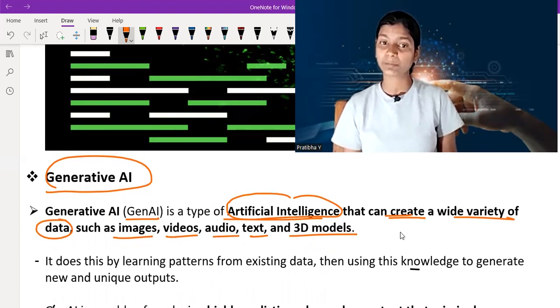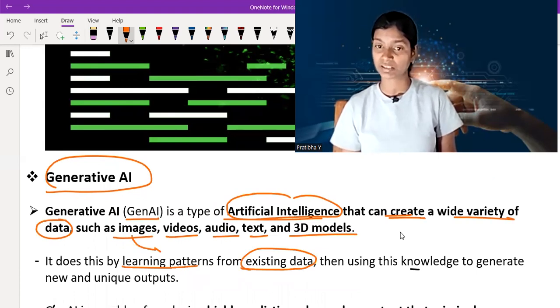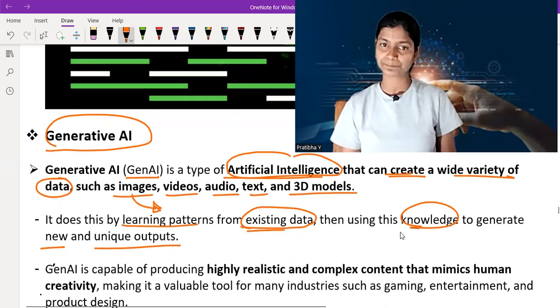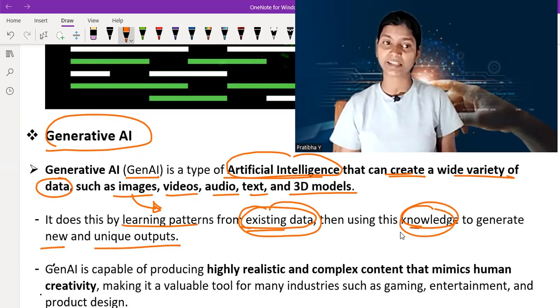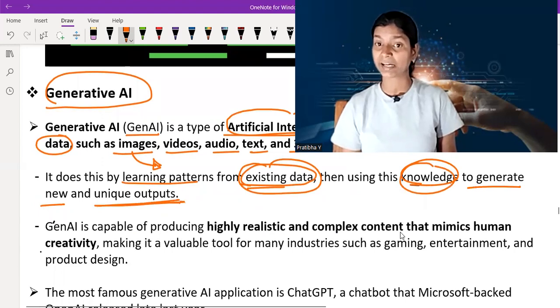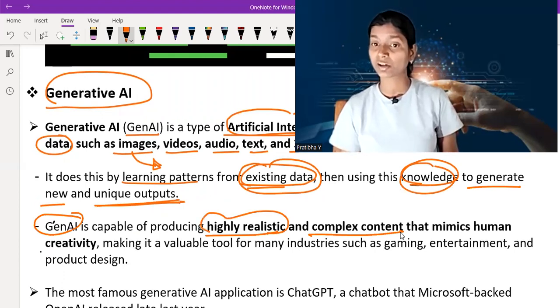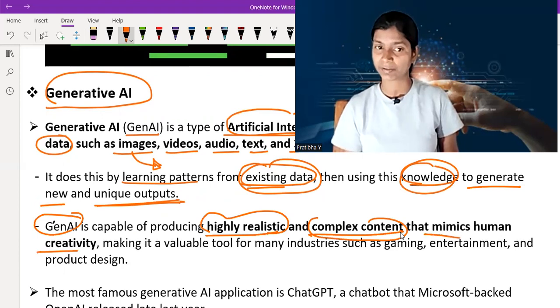It does this by learning patterns from existing data, then using this knowledge to generate new and unique content. Gen AI is capable of producing highly realistic and complex content. Remember, it looks like it's real, but actually it is not. It mimics human creativity, making it a valuable tool for many industries.